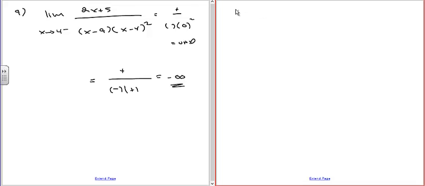Okay, number 10 is another rationalization, possibly. Depends on if we get an indeterminate result.